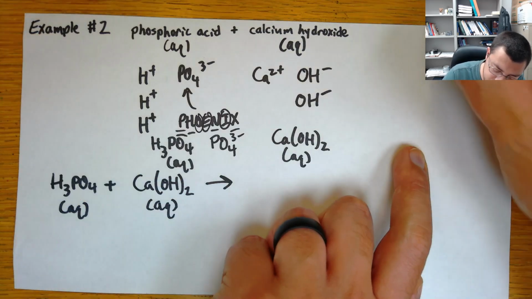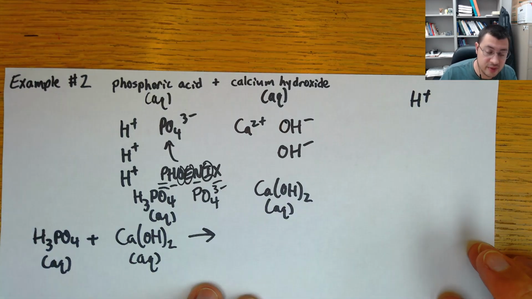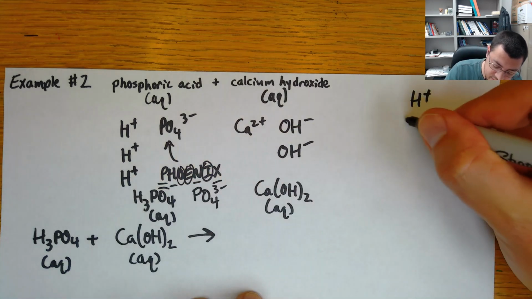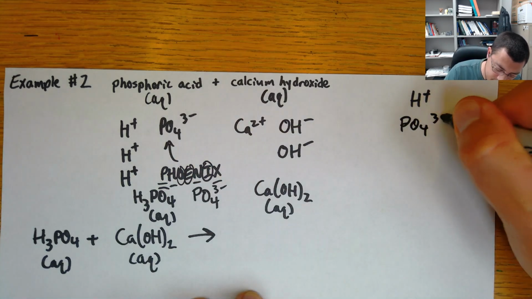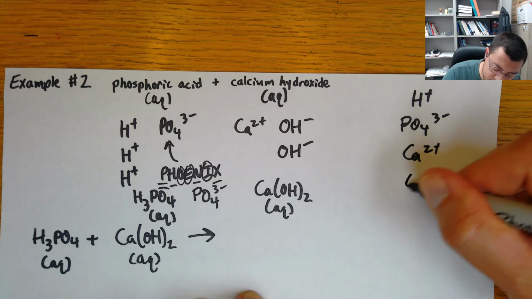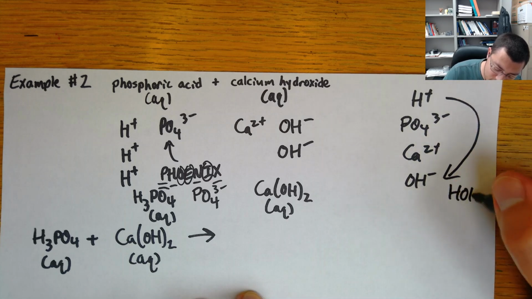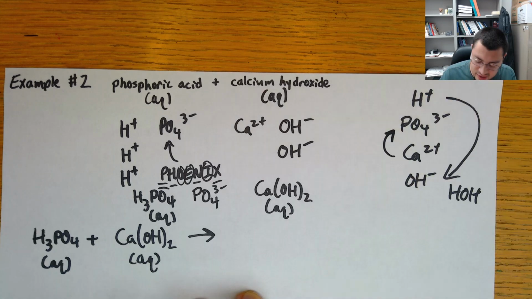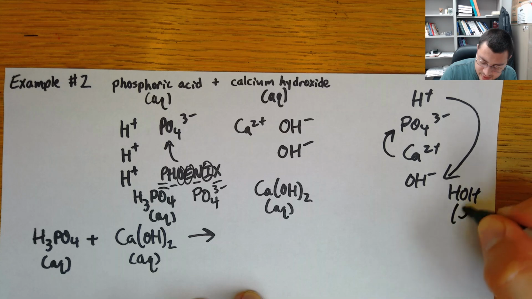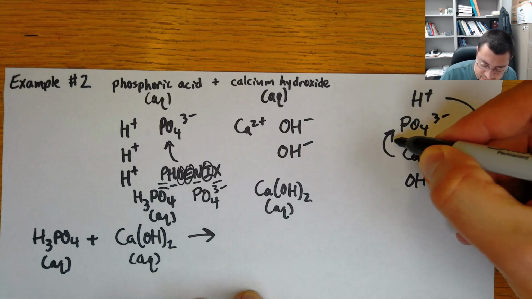All right, and let's do some charge balance scratch work somewhere on the side. So we have H plus, we have PO4 3 minus, calcium 2 plus, and then hydroxide OH minus. It's acid base, so you're going to make a water and you're going to make an ionic compound. So there's our water, and let's make the calcium phosphate.